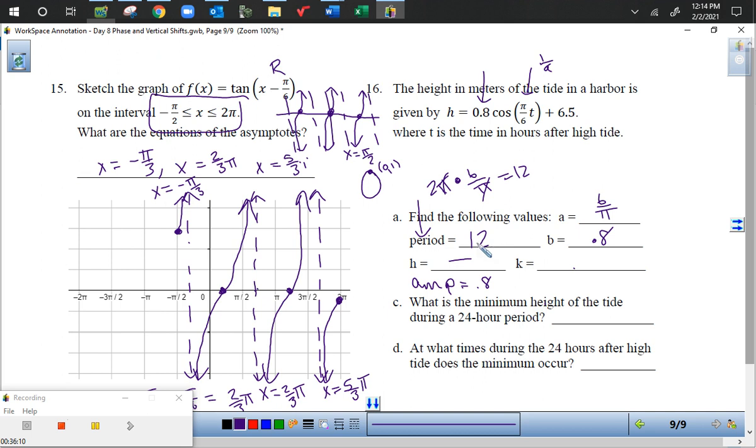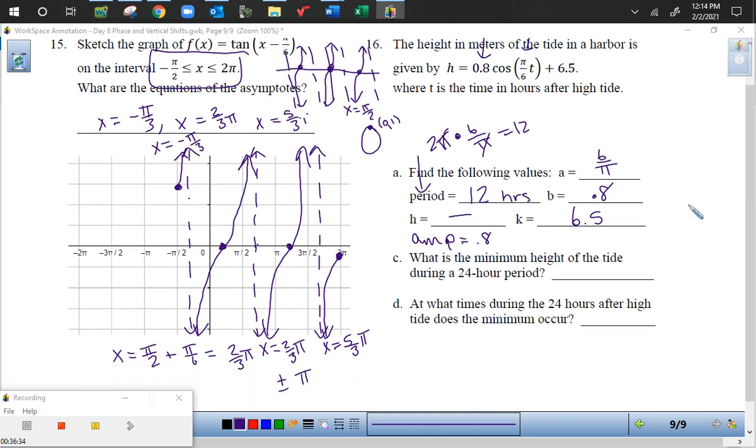So this 12, let's just chat about it, is talking about the stuff on the inside. They use T because they're talking about the time in hours. So this is actually 12 hours in terms of our cycle. Last thing we're talking about is the K value, which is just that 6.5 you see on the end, and it's talking about the height in meters of the tide.